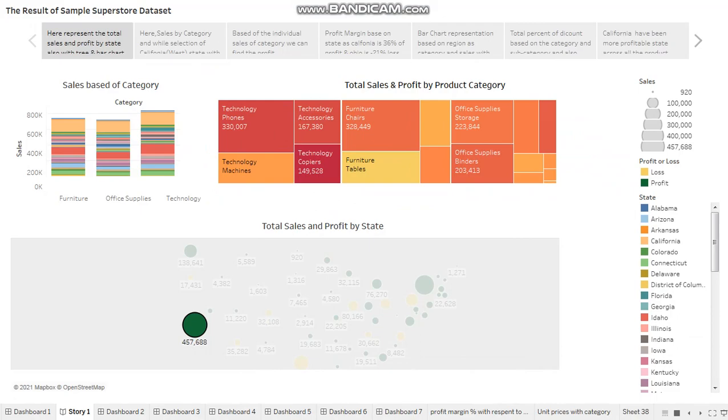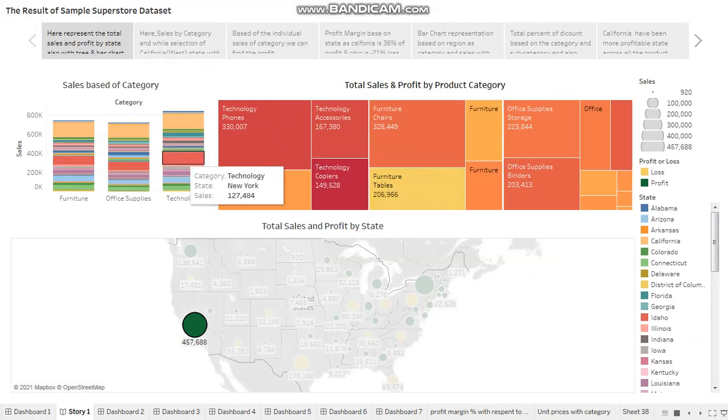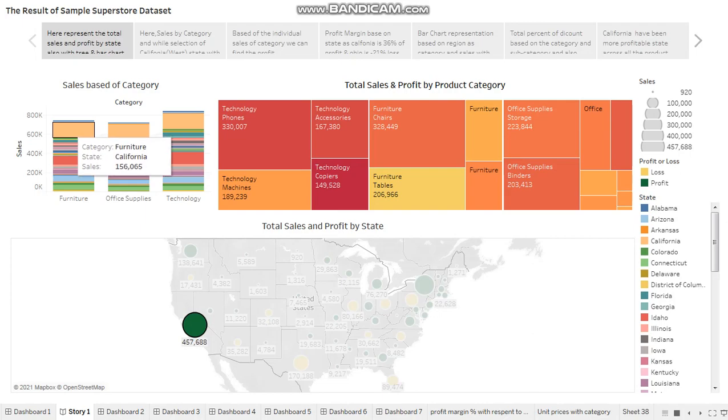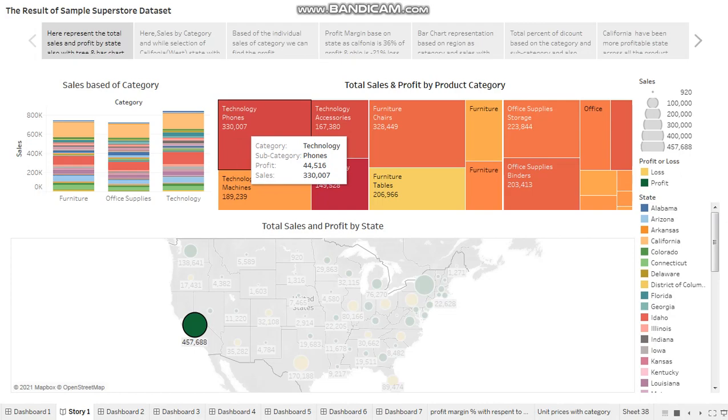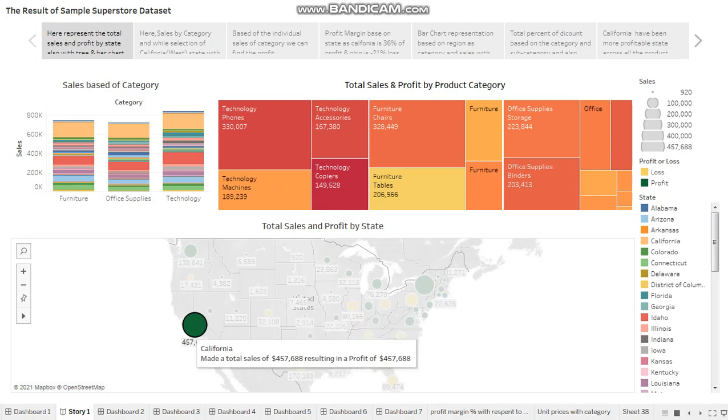Here we have to represent the results of the sample data set. First there is a sales view based on categories, sales versus categorical features like furniture and office supplies, across different states. We can see that California is the state with the highest sales. We also represent the geographical view, the total number of sales and profits for each state, such as California.